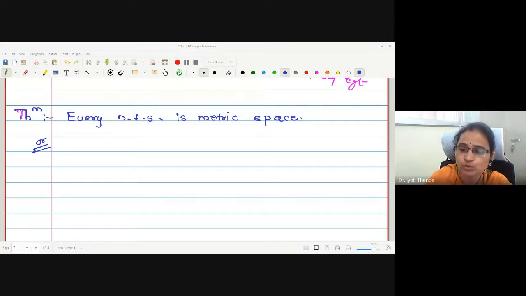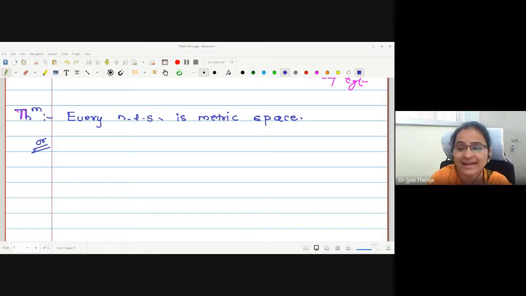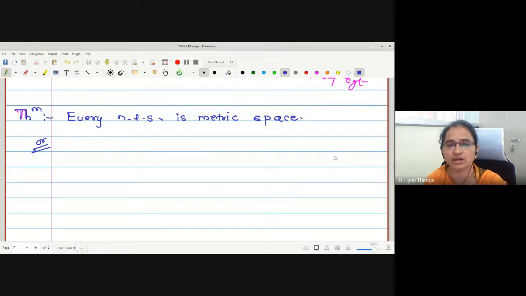What do I have to do to prove that the converse is not true? I have to just give one counterexample, that a metric space is not a normed linear space. Correct? Okay, before that, let us go for this first: proving every normed linear space is a metric space.